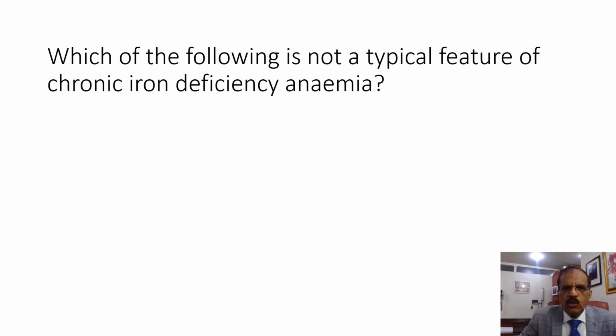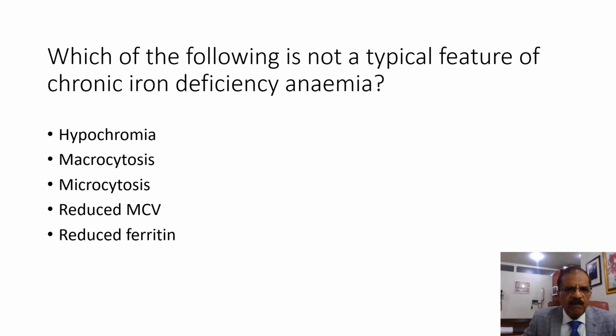Which of the following is not a typical feature of chronic iron deficiency anemia? So the choices are going to appear. Which one is not a typical feature? That is what you're going to find. These are the choices: hypochromia, macrocytosis, microcytosis, reduced MCV. MCV is mean corpuscular volume, and reduced ferritin. Which one you think is not the feature of chronic iron deficiency anemia?